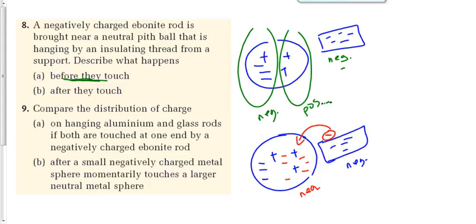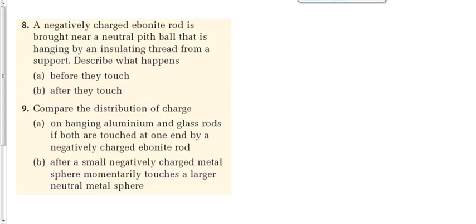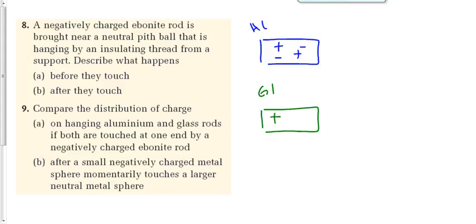Okay, let's take a look at question number 9. Compare the distribution of charge on a hanging aluminum and glass rod. Let's draw the picture here. Here's the aluminum. Here's the glass. They look exactly the same, except the color that I've drawn was different. I'm going to touch both of them with a negatively charged ebonite rod. What's the difference between these two pictures besides the color?